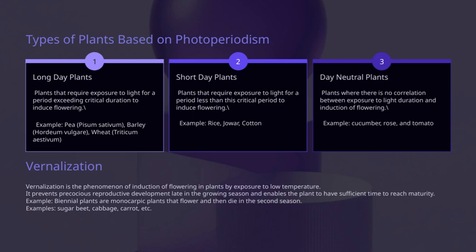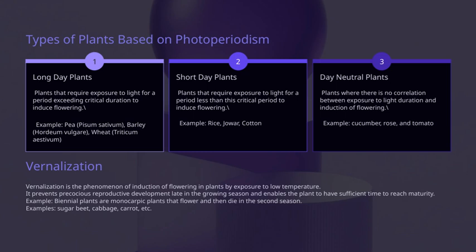Then we have short-day plants, which require a certain minimum length of darkness to flower. They usually flower when nights are longer than a critical period. Conversely, long-day plants need exposure to light for a duration longer than a critical period to induce flowering. Examples of these include peas, barley, and wheat.